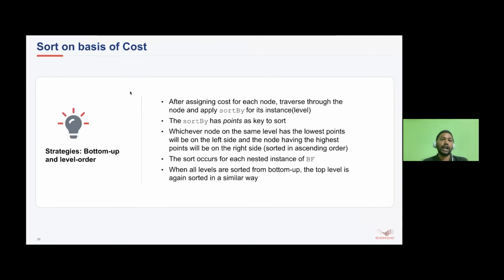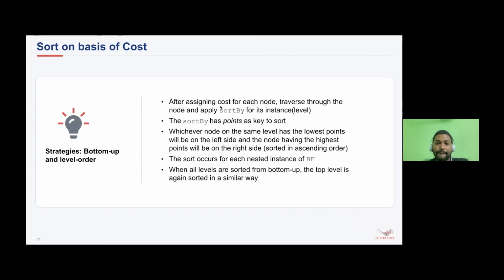Then when we have defined the cost, right, we can sort on the basis of the cost, and we can rearrange that bulk filter. So for this also, we have applied this bottom up and level order strategy. So we will assign the cost for each node, traverse to the node, and apply sort by. So in Scala, we have a sortBy method where we can pass a key and apply the sort out there. So on that cost, the sorting is done.